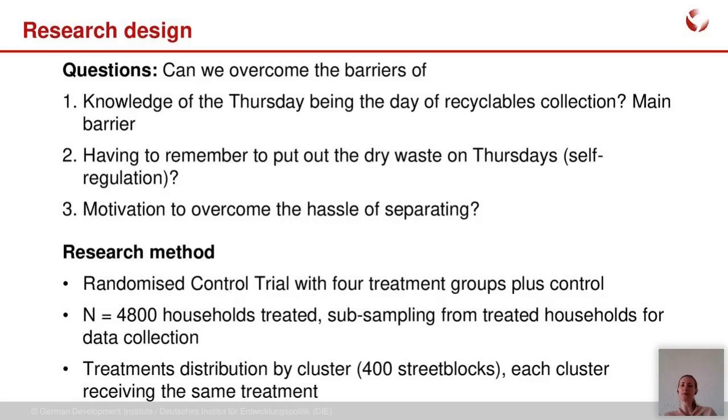We had 4 treatment groups plus a control group. I will go into some more detail in a second. We treated about 4,800 households and then subsampled from those treated households for our data collection. We treated by clusters, so we formed clusters, 400 street blocks, and each street block would receive the same treatment.